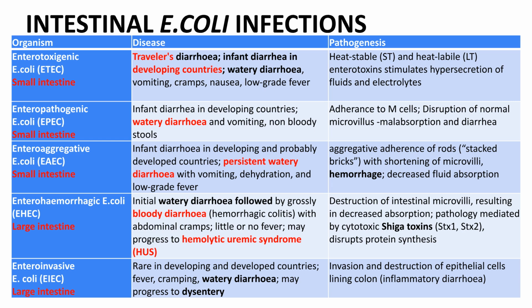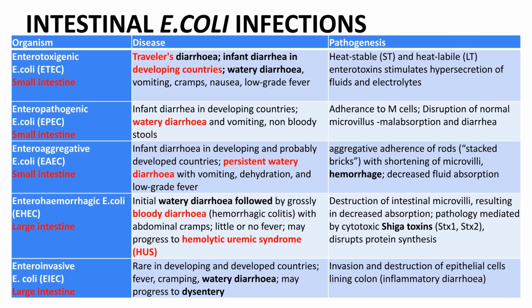Now let's consolidate everything, starting with the small intestine pathogens. ETEC causes travelers diarrhea with watery diarrhea, vomiting, and cramps. Mechanism: heat-stable and heat-labile toxins causing fluid hypersecretion. Think toxins, secretory diarrhea. EPEC causes infant diarrhea with watery, non-bloody stools. Mechanism: adherence to M cells destroying microvilli causing malabsorption. Think infants, structural damage. EAEC also affects the small intestine, causing persistent watery diarrhea. Mechanism: stacked brick appearance with toxin EAST1, shortened microvilli.